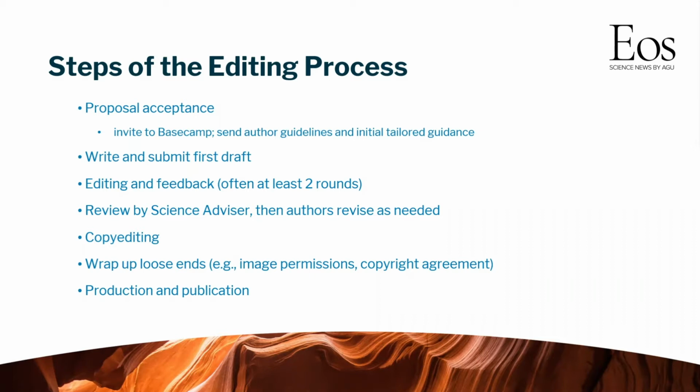After that, we wrap up any loose ends, making sure, for example, that we have the necessary permissions to run photos or figures, as well as a signed copyright agreement from the corresponding author of an article. The last stage is to send the article to our production team, who prepares it for publication and posts the article online. We are a digital first publication, meaning that the vast majority of the articles we publish appear online only and are posted shortly after they're completed and ready. A small selection of articles is also used in our monthly print issues, and that selection can happen anytime within about 6 months of an article running online.